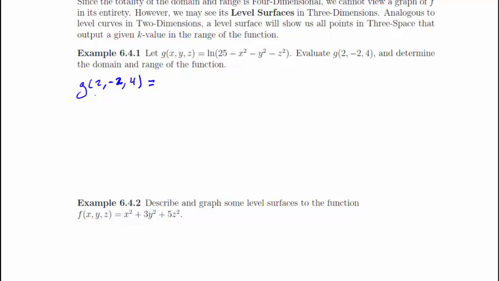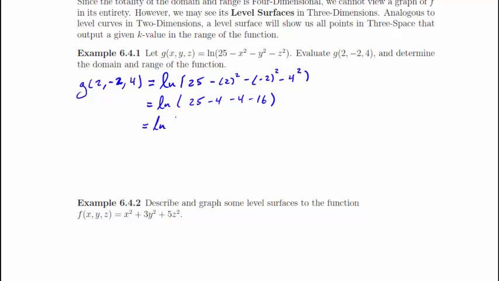This equals, well, I take the 2, plug it in for x, the negative 2, plug it in for y, and the 4, plug it in for z. So we get the natural log of 25 minus 2 squared minus (-2) squared minus 4 squared, which equals the natural log of 25 minus 4 minus 4 minus 16, which equals natural log of 1, which equals 0. So we get an output of 0 when x is 2, y is negative 2, and z is 4.